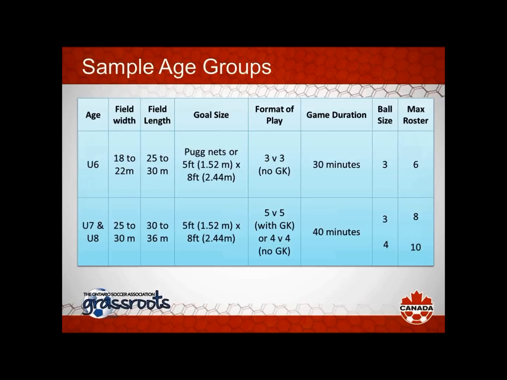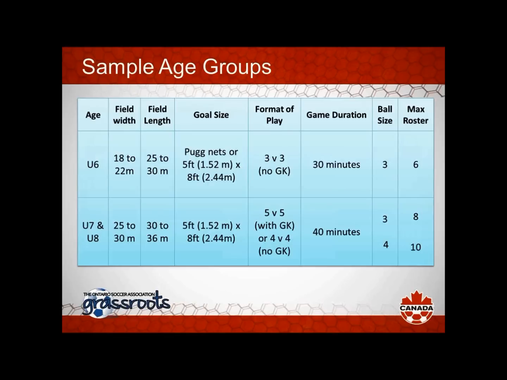The field length would range from 25 meters to 30 meters. The goal size: pop-up nets or goals that are 5 feet by 8 feet. Again for U6, the format of play is 3 versus 3 with no goalkeeper. The game duration would be a maximum of 30 minutes. The ball size for U6 is a size 3, and the maximum roster size for U6 players is 6.